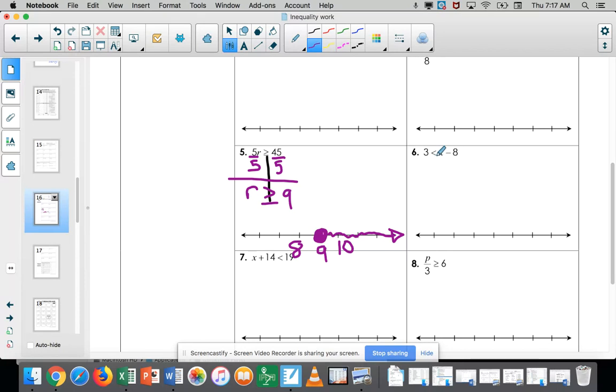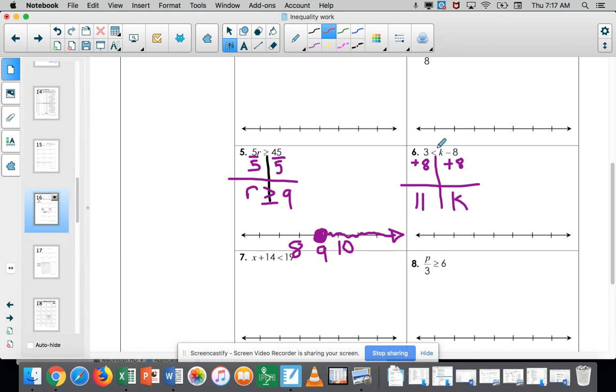And that is how we do our one-step inequality. If I look over at number 6, I have 3 is less than k minus 8. And so therefore I'm going to split it. And I'm going to realize that it says subtraction. See, it says subtracting 8. So I'm going to add 8 to both sides, because if I add 8 to both sides, that's the opposite. And so then on my right-hand side, I have k left over. On my left-hand side, I'm going to have 3 plus 8. 3 plus 8 is 11. So I go ahead and write my answer there.